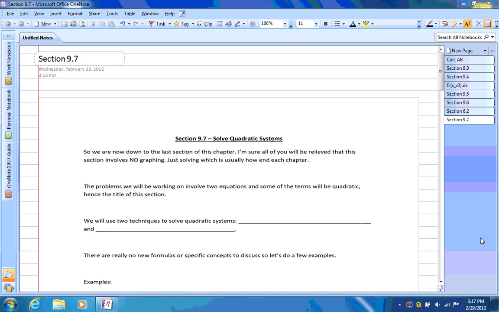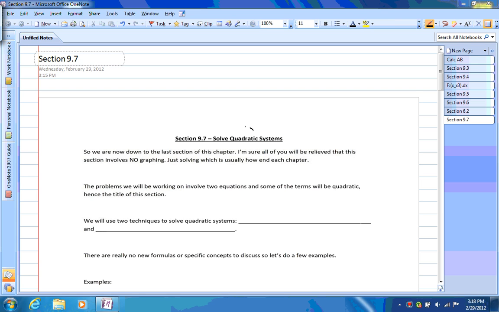It's the last section of this chapter, and this section has no graphing, which I'm sure many of you would be happy to hear. Just solving. That's usually how we end each chapter. What we will do is we'll look at the general graphs for some of these functions just to confirm our answers, but obviously we're doing solving exclusively here.